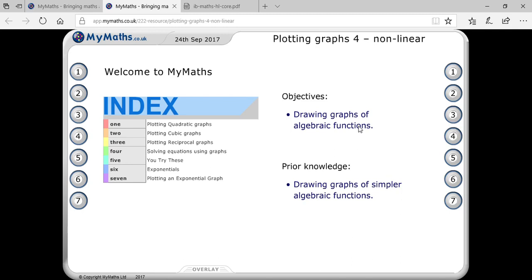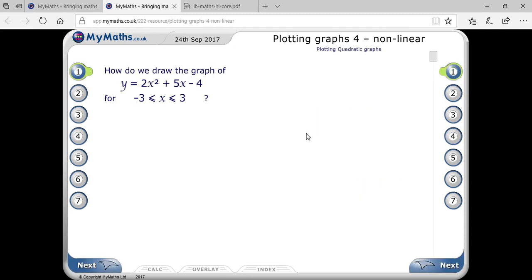So in this topic, we would like to study plotting quadratic graphs, cubic graphs, and reciprocal graphs. Here, as usual, they are asking how to draw the graph of y equals 2x squared plus 5x minus 4, for minus 3 is less than x is less than 3.